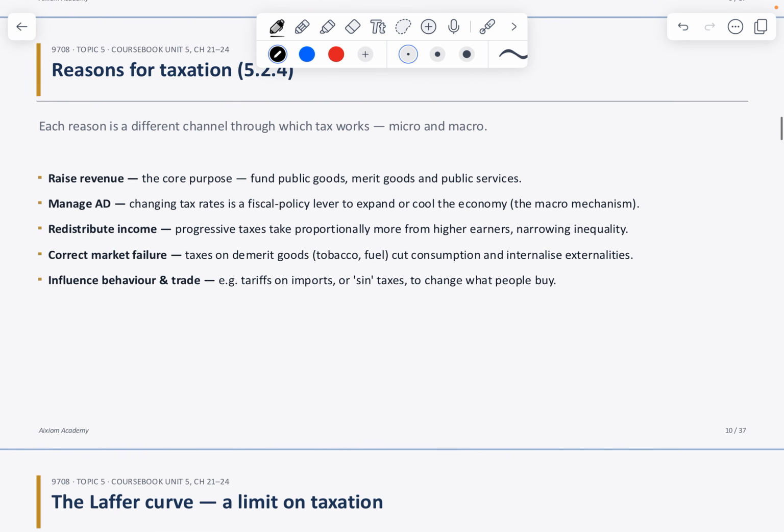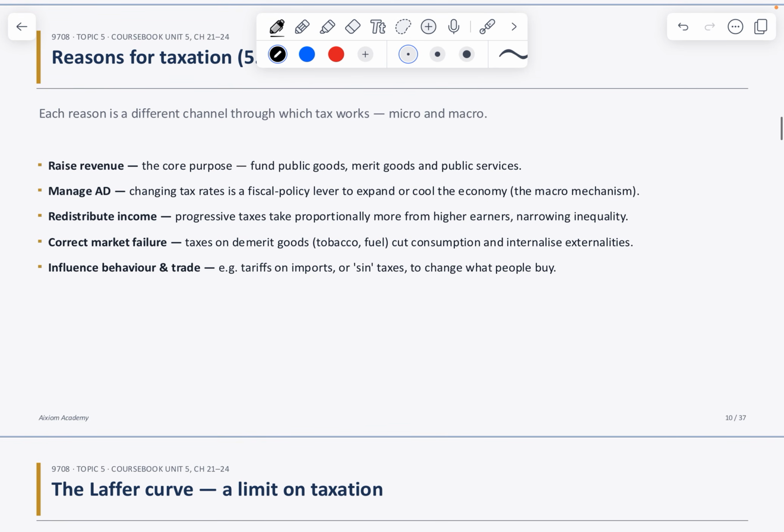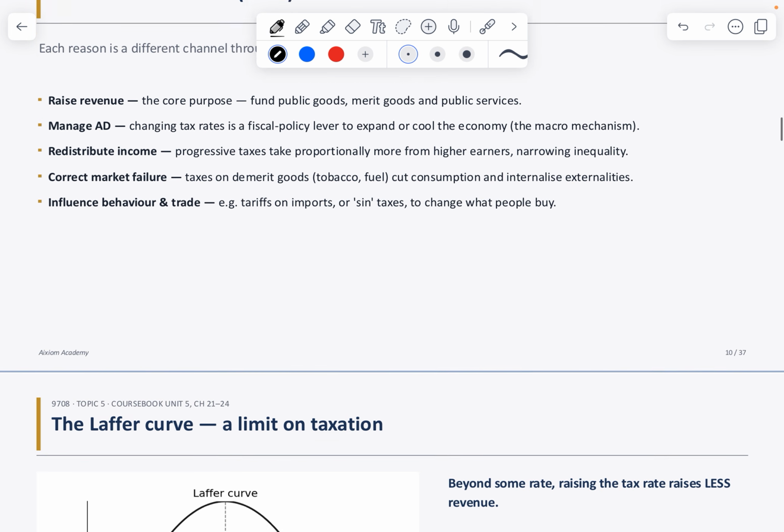And also you can use tax to correct market failure. For example, indirect tax on demerit goods, to reduce consumption that has a negative externality, or that people are just not aware of due to information failure.